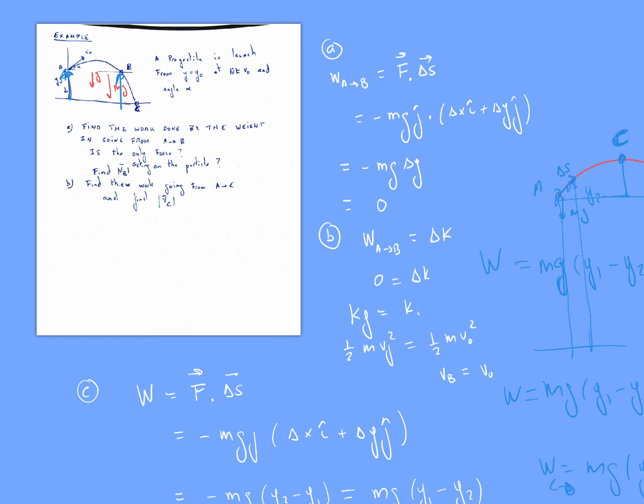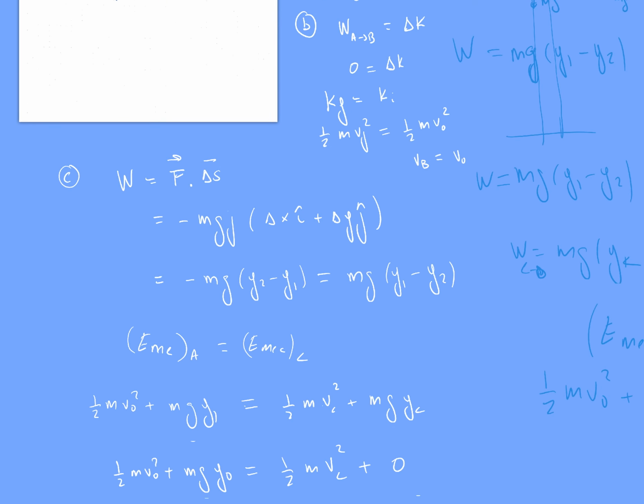Now, it is the same at the point A as at the point V. The direction of the velocity at the point V is like this. But the length of these vectors is the same as the length of these vectors because the magnitude of V is the same. Find the work going from A to C.